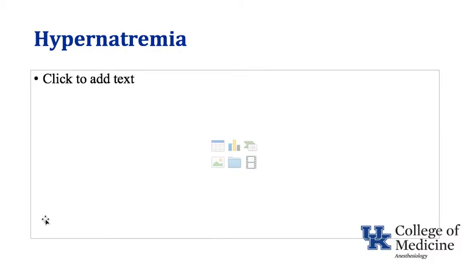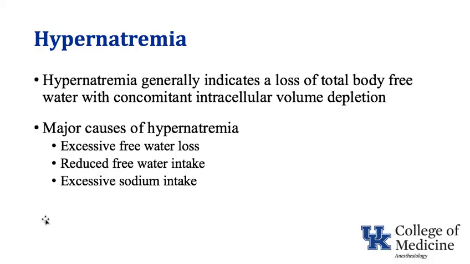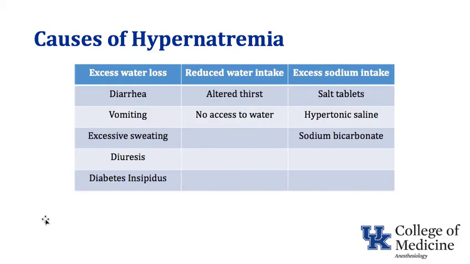First, we'll talk about hypernatremia. Hypernatremia is generally indicative of a loss of total body free water with a concomitant intracellular volume depletion. The major causes of hypernatremia include excessive free water loss, reduced free water intake, and excessive sodium intake. This table summarizes these three major causes with the specifics for each of those causes.